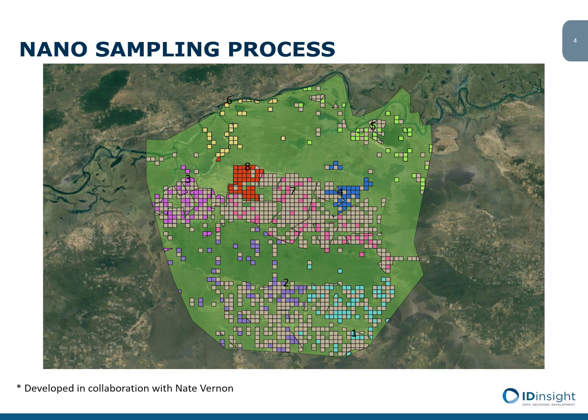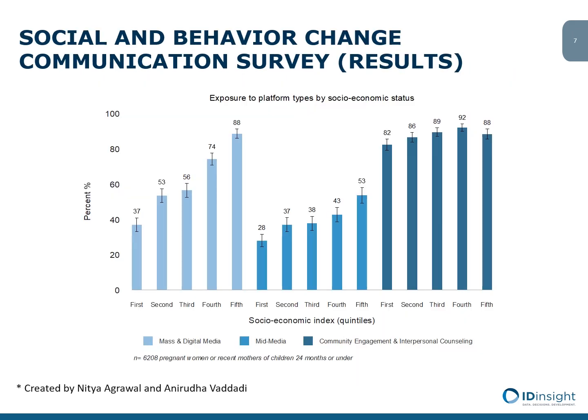This sampling approach better ensures against systematic exclusion of remote households, as well as allows us to track activities of enumerators remotely. I really like this graph from the analysis of a large-scale survey we did in India of their flagship nutrition program delivered through social and behavior change communication messaging. This is one of many visualizations created by Nitya, Anuruddha, and I.